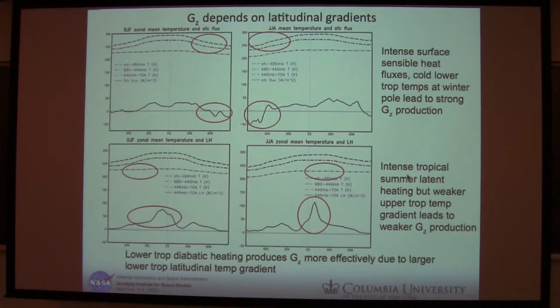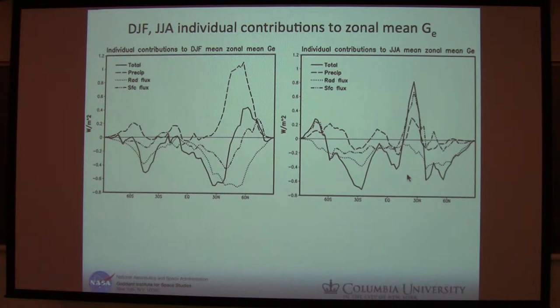What about GE? What are some of the individual contributions? Zonal mean GE. This is DJF. This is JJA. As before, the total is the solid line, precipitation is the dotted line, radiative flux is the dashed line, and surface fluxes are the dash-dot line.